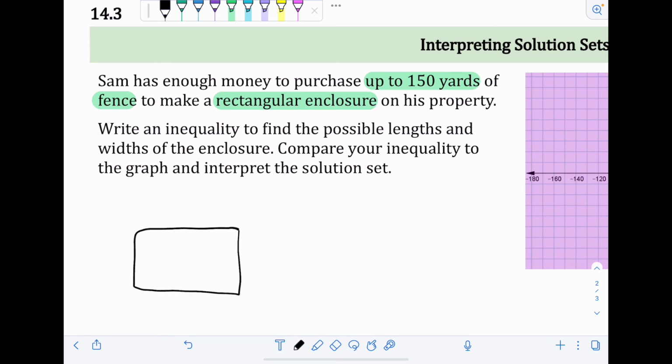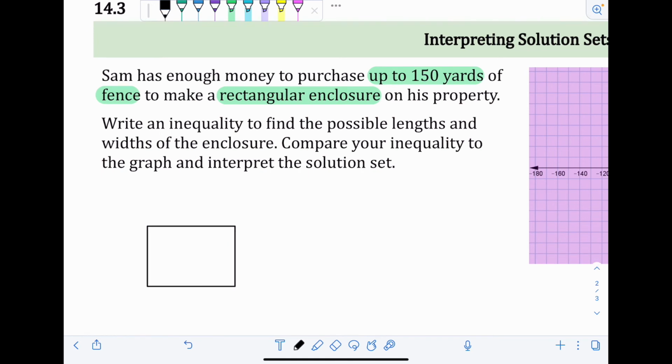So he's trying to create, oh, not turning into a rectangle. He's trying to create a rectangular enclosure on his property, and he has to put a fence around it. So we want to think about, okay, we have a rectangle. We know there's some formulas for a rectangle. There's area, there's perimeter. Which one do we need to use?